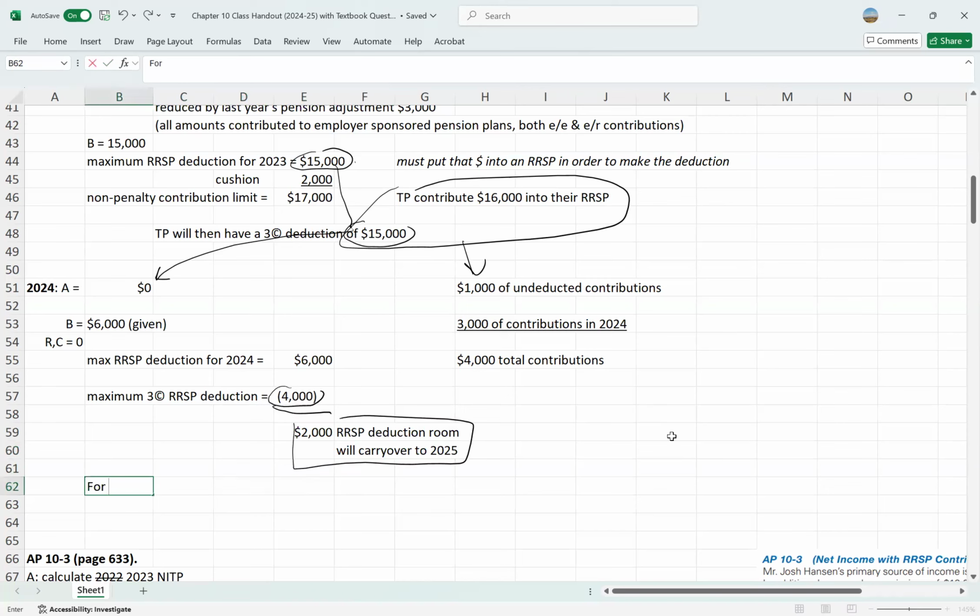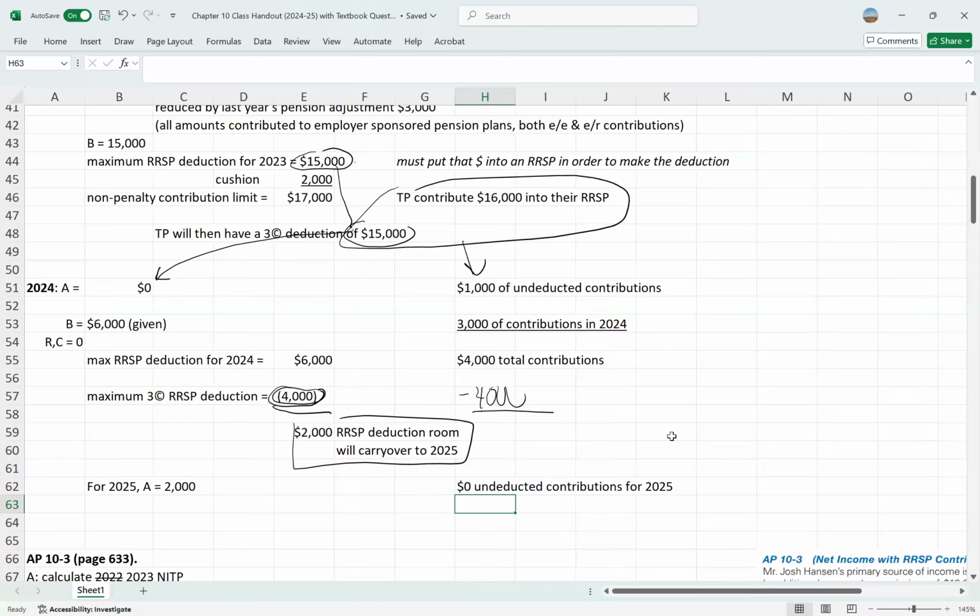And so for 2025, the A amount will equal 2,000. Now, because we are deducting the full 4,000, we will have 0 contributions moving into next year. So there'll be 0 in undeducted contributions for 2025.